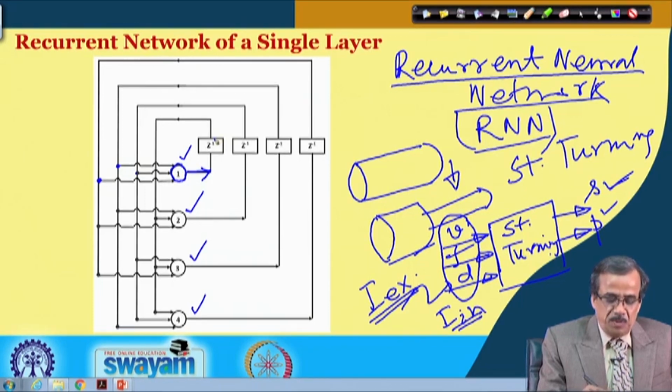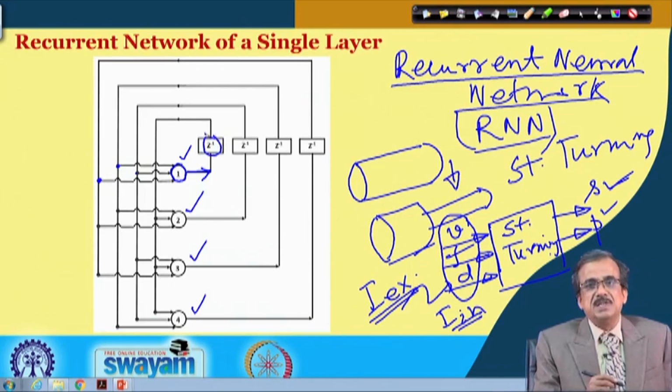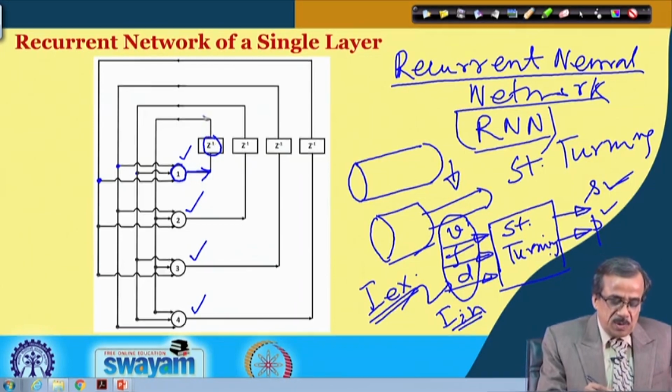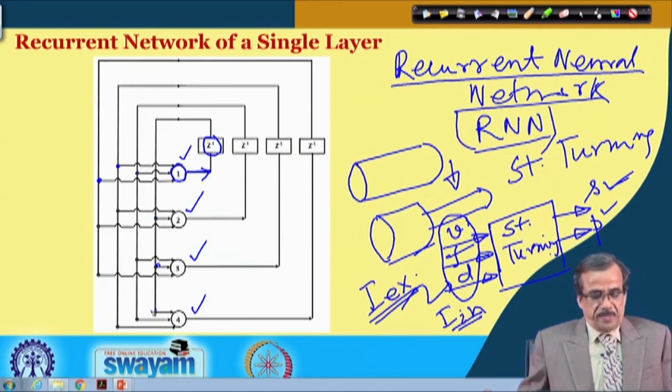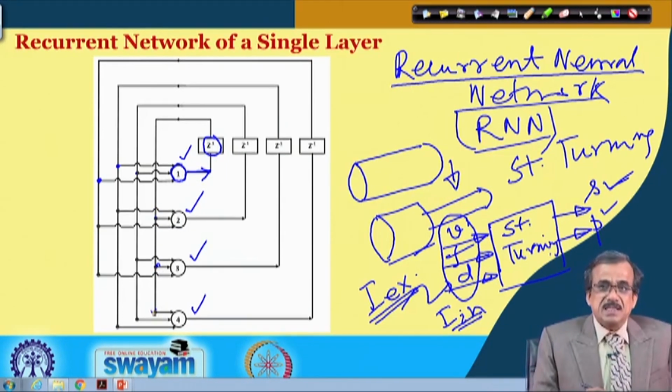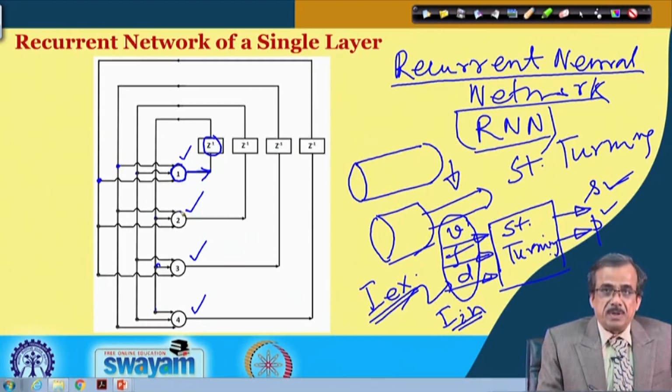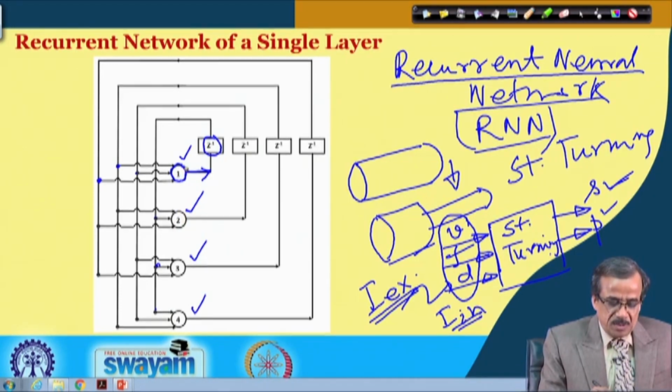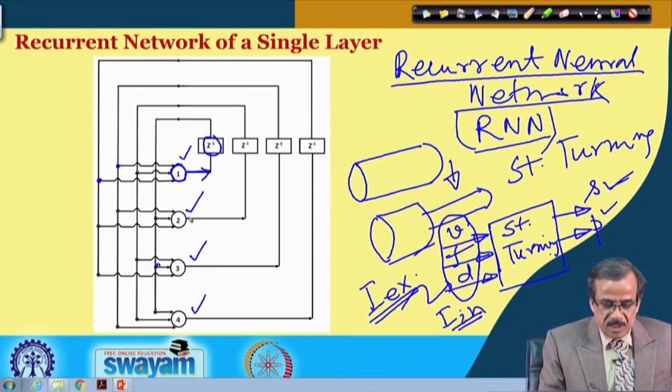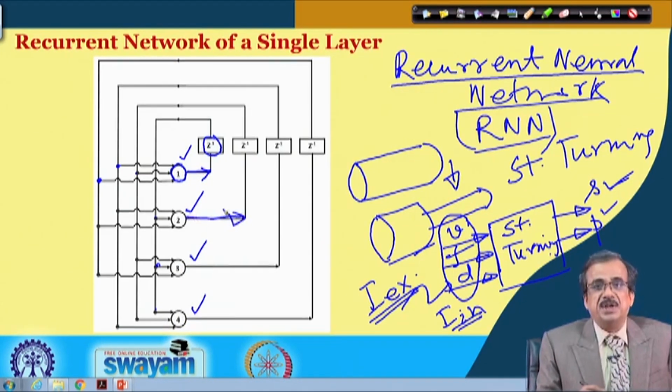This particular symbol Z inverse indicates the feedback. So this will be fed back to the second neuron, then the third neuron, and it will also go to the fourth neuron. Now, let us concentrate on the second neuron. The inputs of the second neuron should come from the first one, then the third one and the fourth one, and supposing that this is the output we are getting.